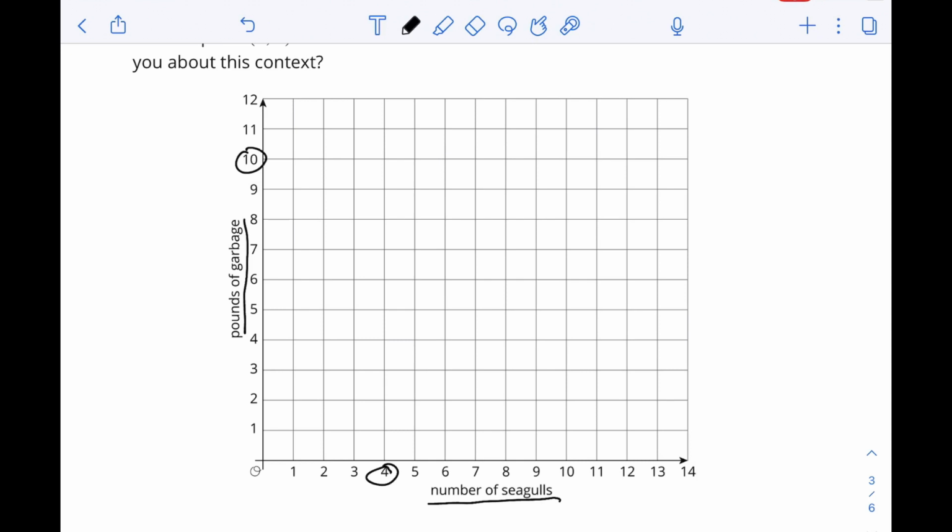So I circled 4 and 10. The intersection of those 2 points is what we're going to plot. 4 seagulls ate 10 pounds of garbage, so we have the point (4, 10). The next thing we're going to do is draw a straight edge from that point all the way down to the origin, (0, 0), because this is a proportional relationship. And we have our straight line.